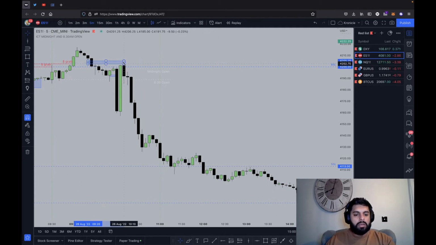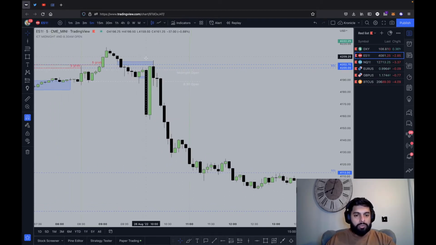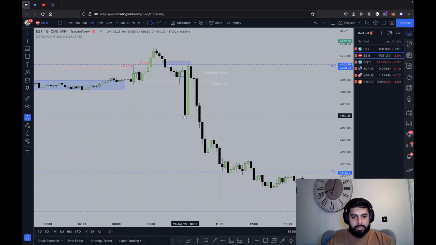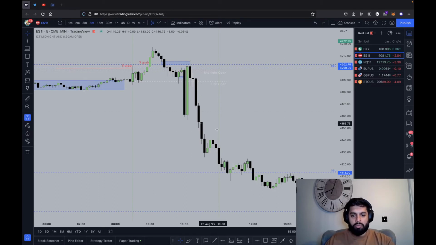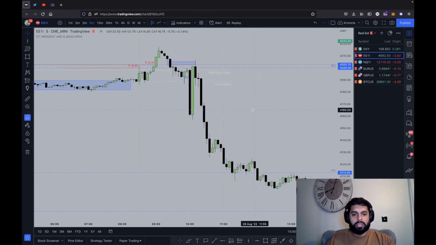And what did we see? At 10 minutes past 10 a.m., we saw price retrace, and so the algorithm priced back into that fair value gap, and then that was it. The rest was history, and the price just crumbled and has been crumbling ever since. So that would have been a great entry in hindsight.